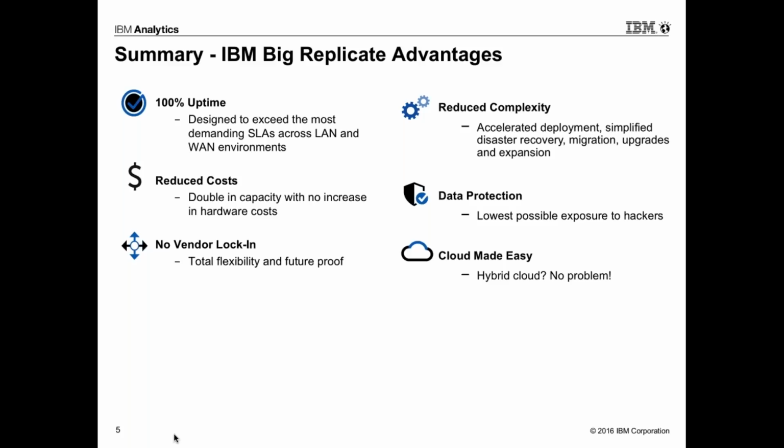It would reduce your costs, and you don't have to lock in with one particular vendor. You don't have to go with IBM or Google or Microsoft. You can use any of the technologies to have Big Replicate or data replication. The complexity is reduced, data is protected, and it's very secure. We are going to show the different types of authentication schemes, including Kerberos and third-party trust that we use. It can also be easily deployed on cloud or hybrid cloud. That's another feature.